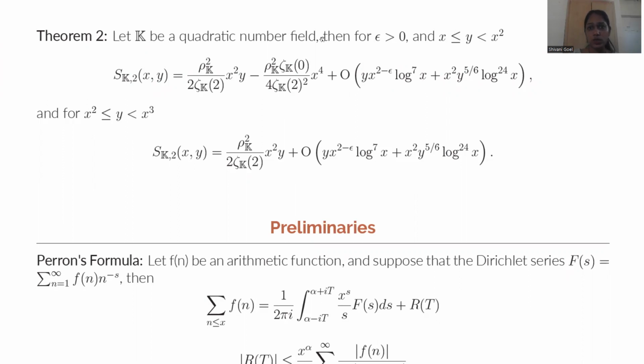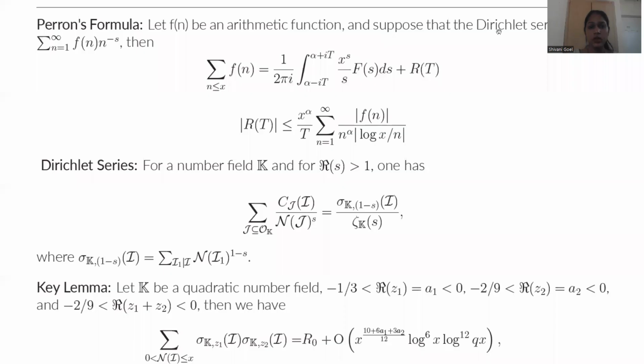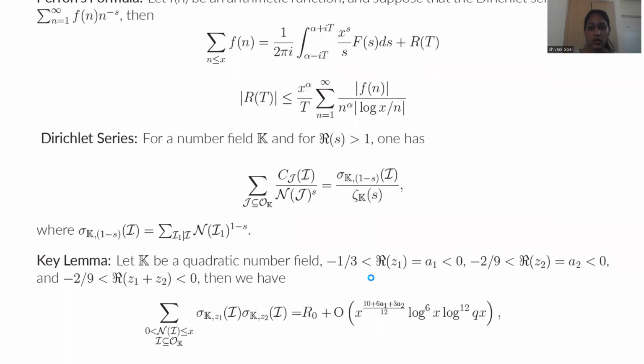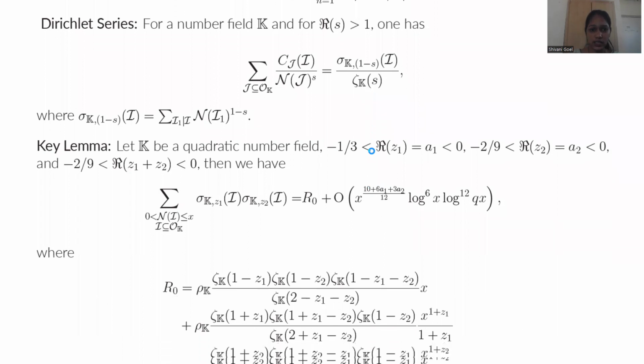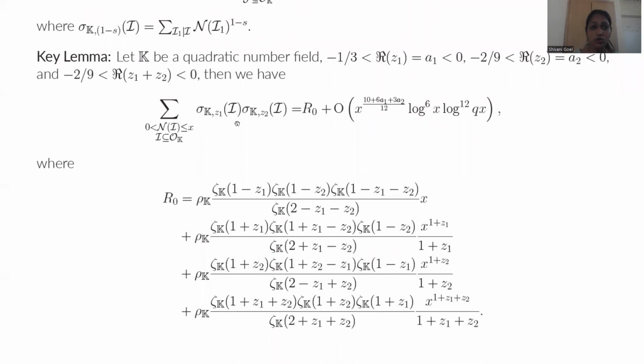To prove this theorem, we need some preliminaries. First is the Perron formula, which gives us a relation between the average of a function and its Dirichlet series, where the Dirichlet series is equal to this and given by this. Second is the Dirichlet series of the function c_J(I), which is equal to this, the generalized divisor function over delta and the zeta function. And third is the key lemma, which is the average of the divisor function given by this, where the main term is given by this and this error term.